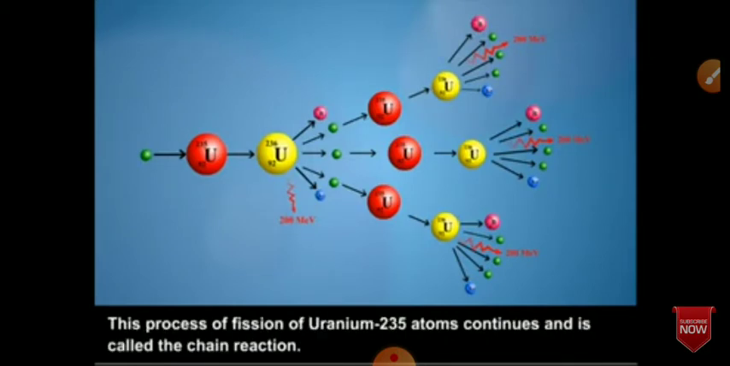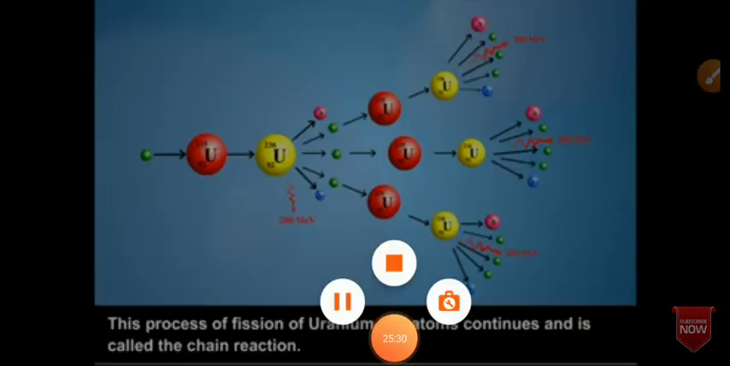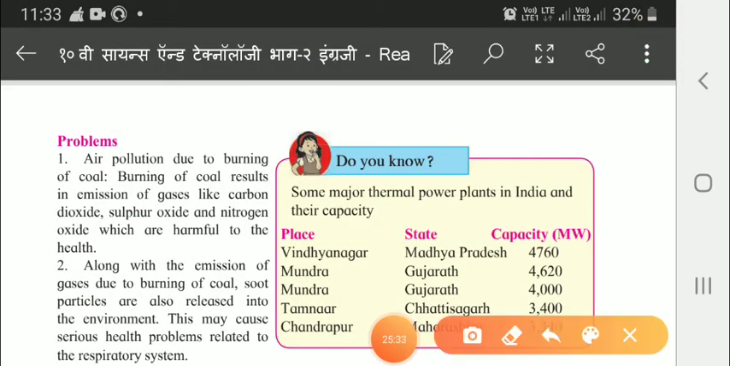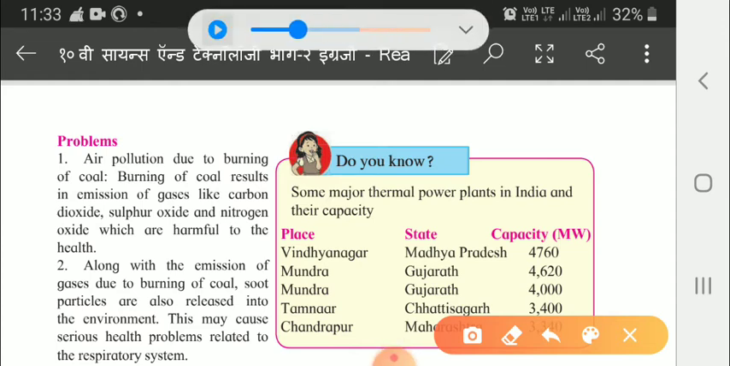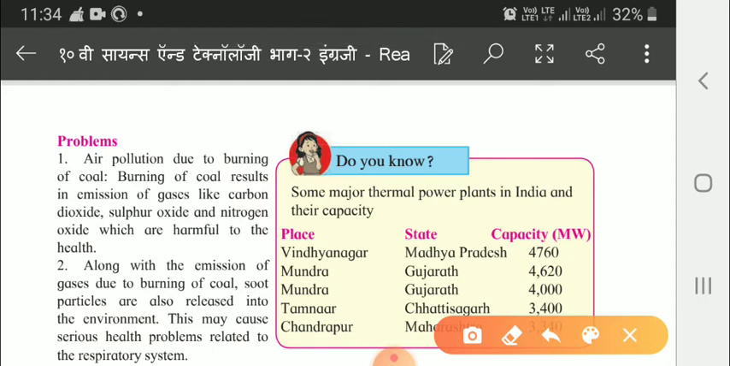So children, now let us see our explanation part. So let us see now what the problems are. Due to this, what problems can arise? First is air pollution due to burning of the coal, and burning of the coal results in the emission of gases like carbon dioxide, sulfur dioxide, nitrogen oxide, etc.